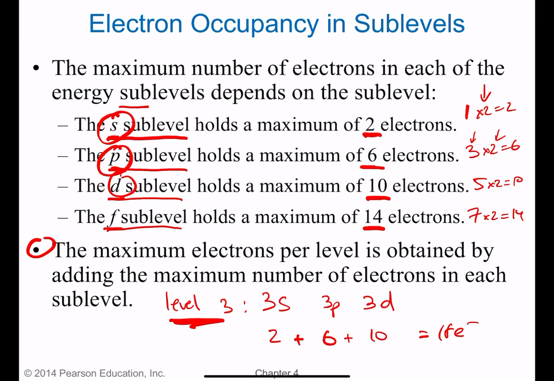Another example, level 1. Level 1 just has the one S. S sublevels can only hold 2, so it's just 2 electrons total can fit on that first level.